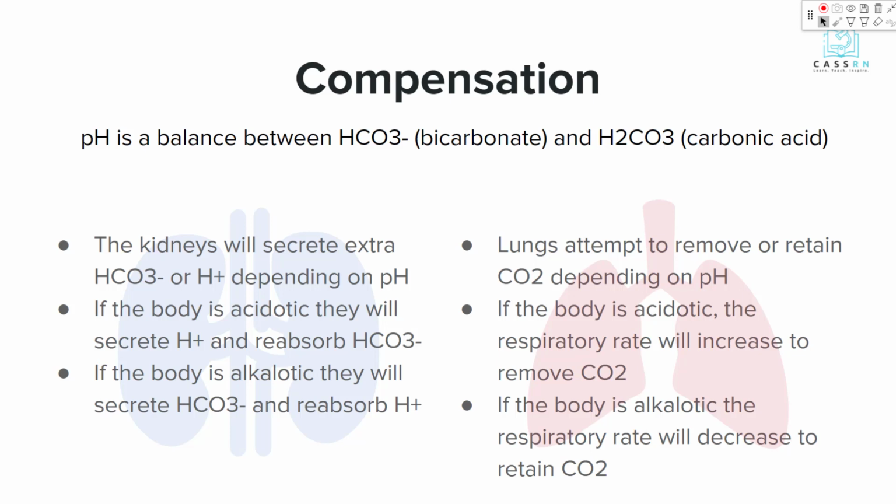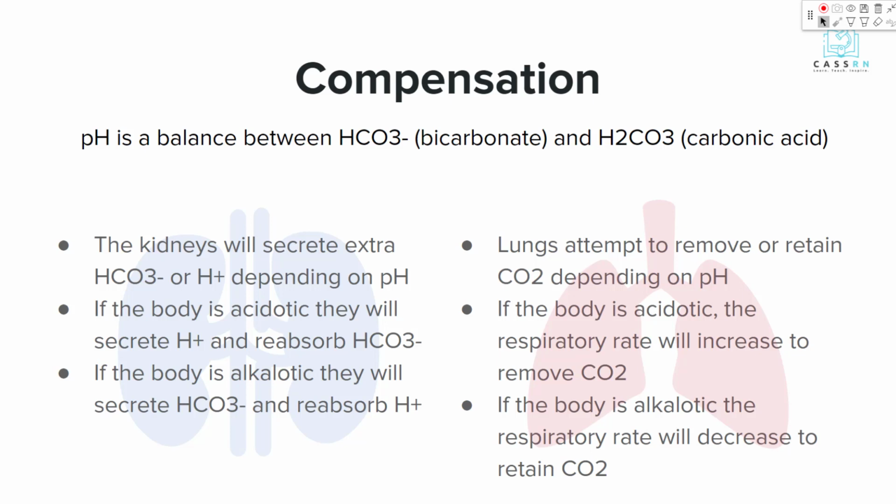The kidneys will secrete extra HCO3 or hydrogen depending on the pH, and if the body is acidotic, then it will secrete hydrogen and reabsorb HCO3 so that it can help maintain the correct pH level. If it's alkalotic, then it's going to do the opposite and secrete that HCO3 and reabsorb the hydrogen. And the kidneys can take up to 24 hours to respond to a pH change. It takes the longest, but it is the most effective.